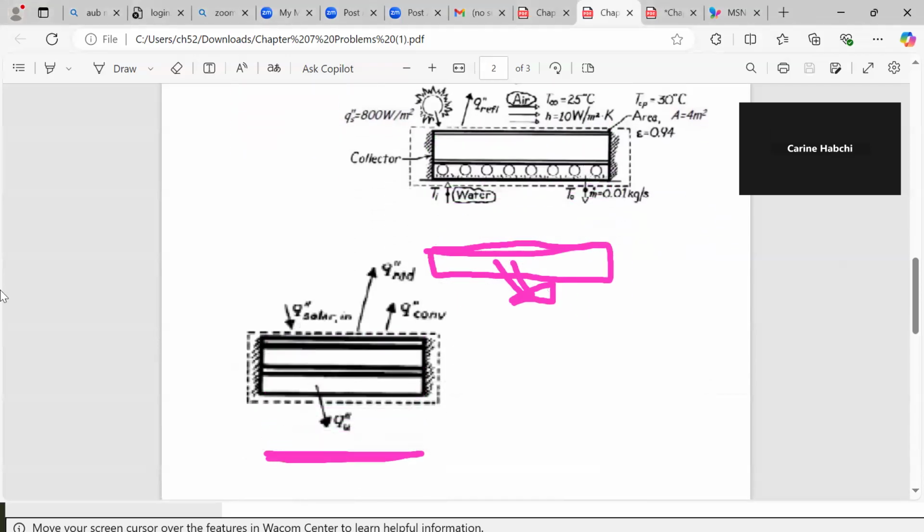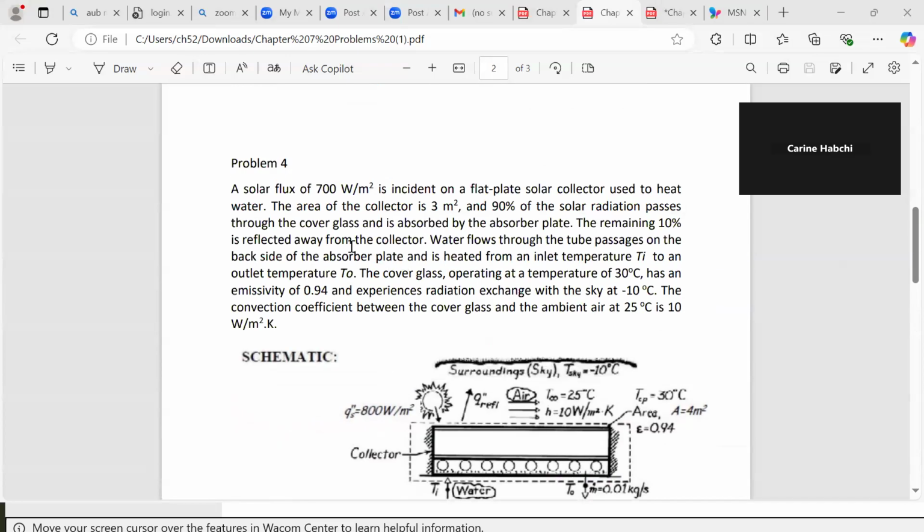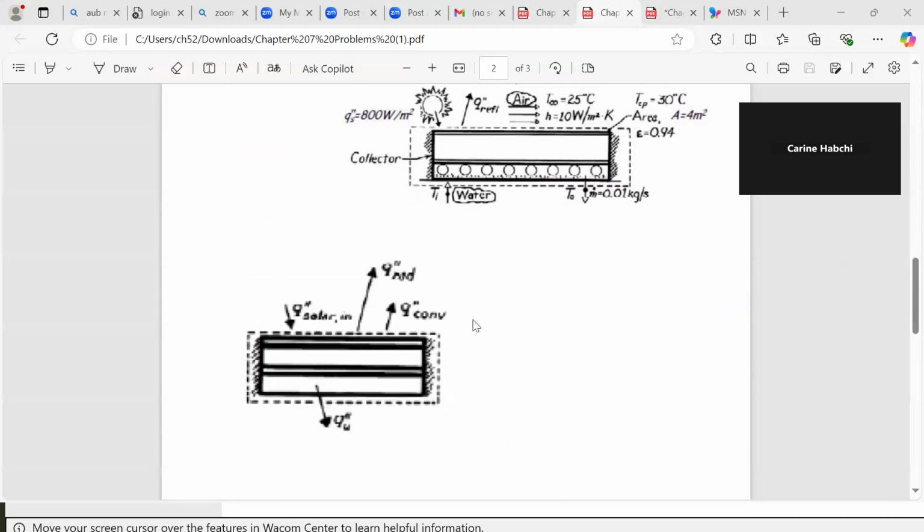But we know that the part that will enter is absorbed, it's alpha times G, okay? And we know in this problem, they gave us the amount of energy of radiation that will pass through my glass cover and will be absorbed by the plate. While the remaining part, 10%, will be reflected. And for me, what will enter my system is just what? Alpha times the solar flux.